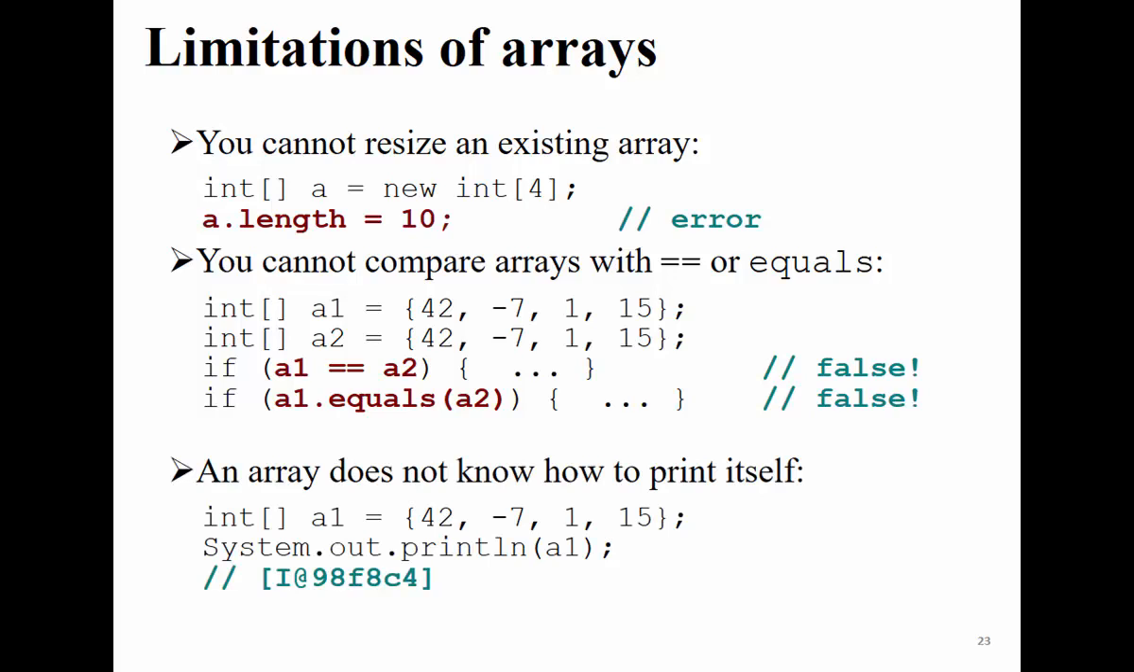If you want to print the array, array does not know how to print itself. So if you define a1 as an array and you print it, it will print the type of the array and its address. So it will not print the elements. Okay? These kinds of limitations come with the array.